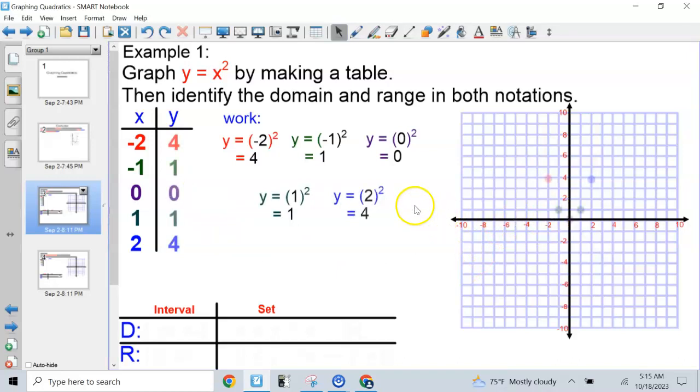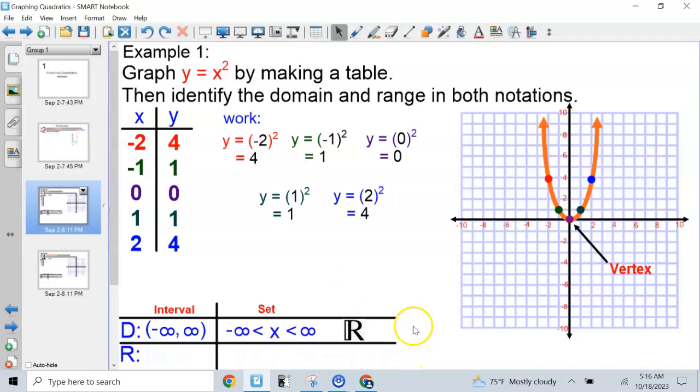Once you have the points, you're going to make the U shape. So this U is going upwards, and my vertex is at the bottom. For domain, how far left, how far right, it goes from -infinity to +infinity, both open. If you do set notation, you can do -infinity less than x less than infinity, or all real numbers.